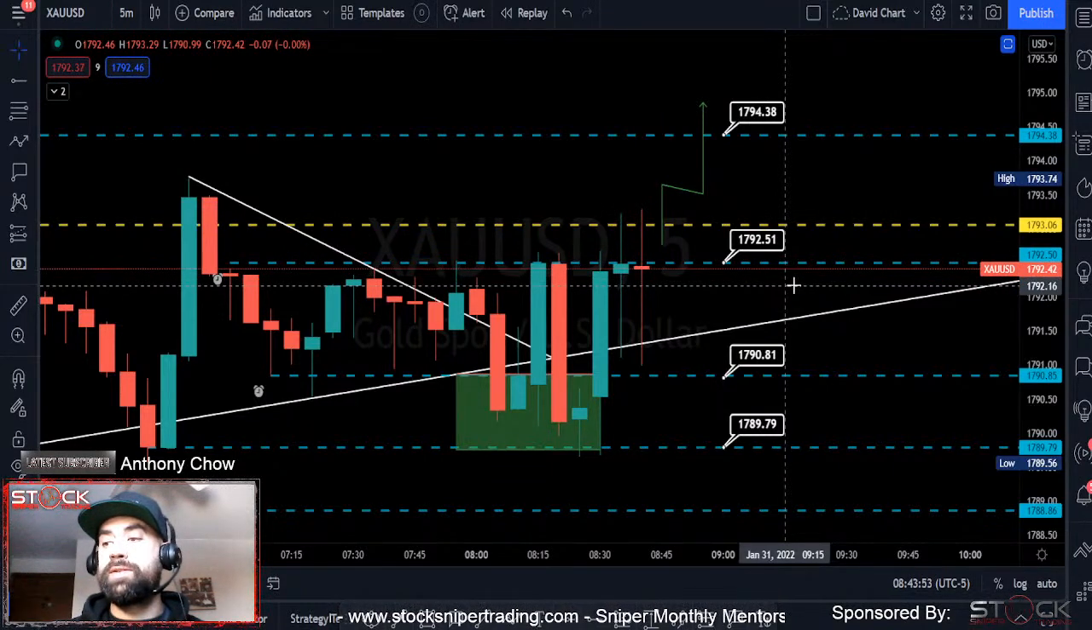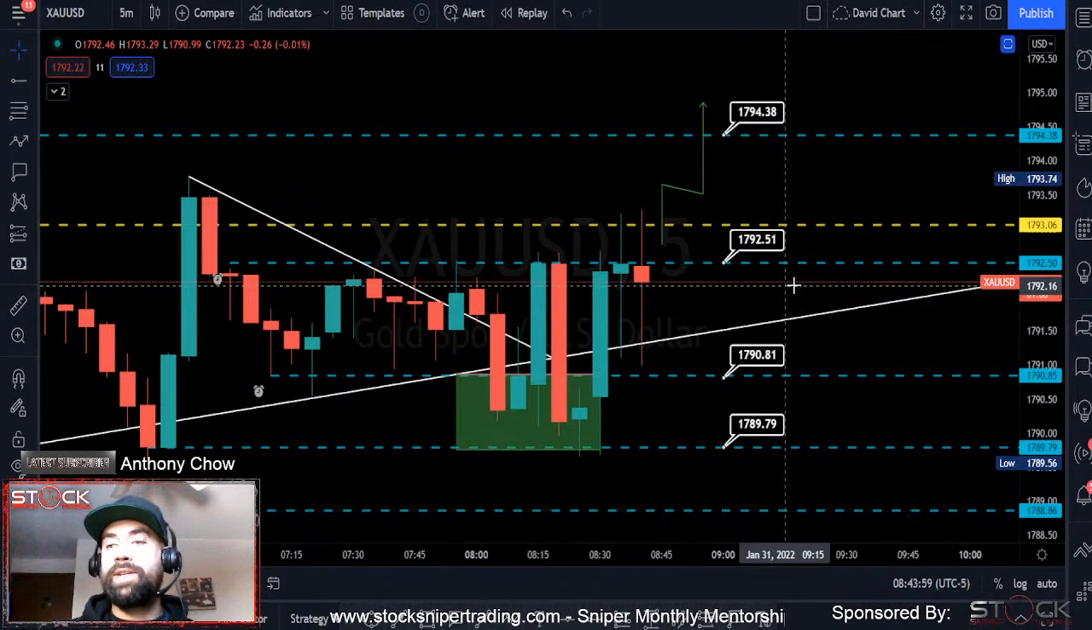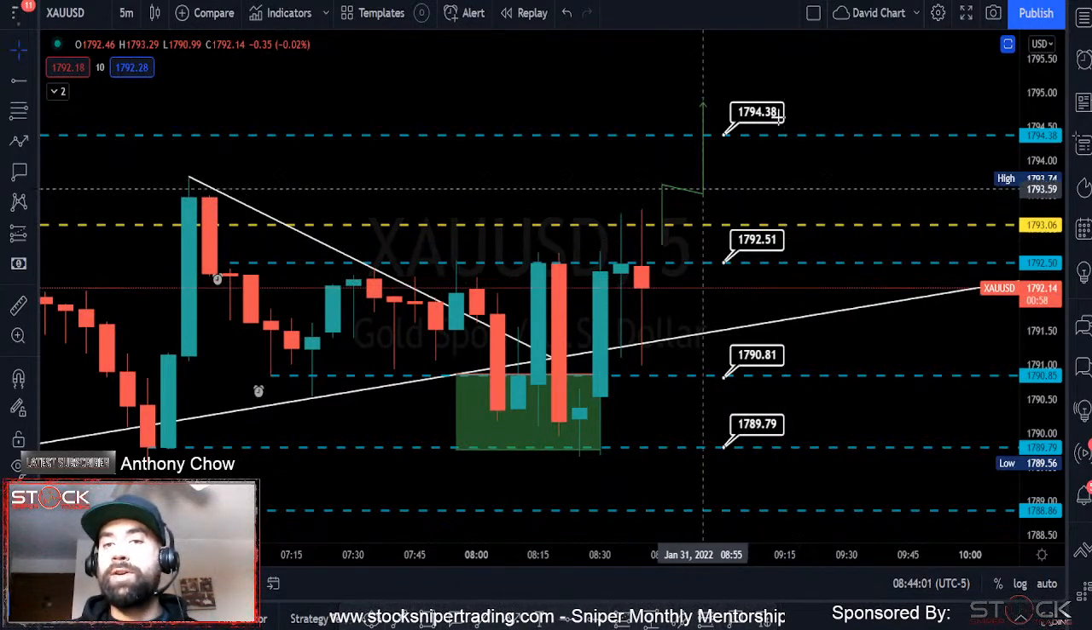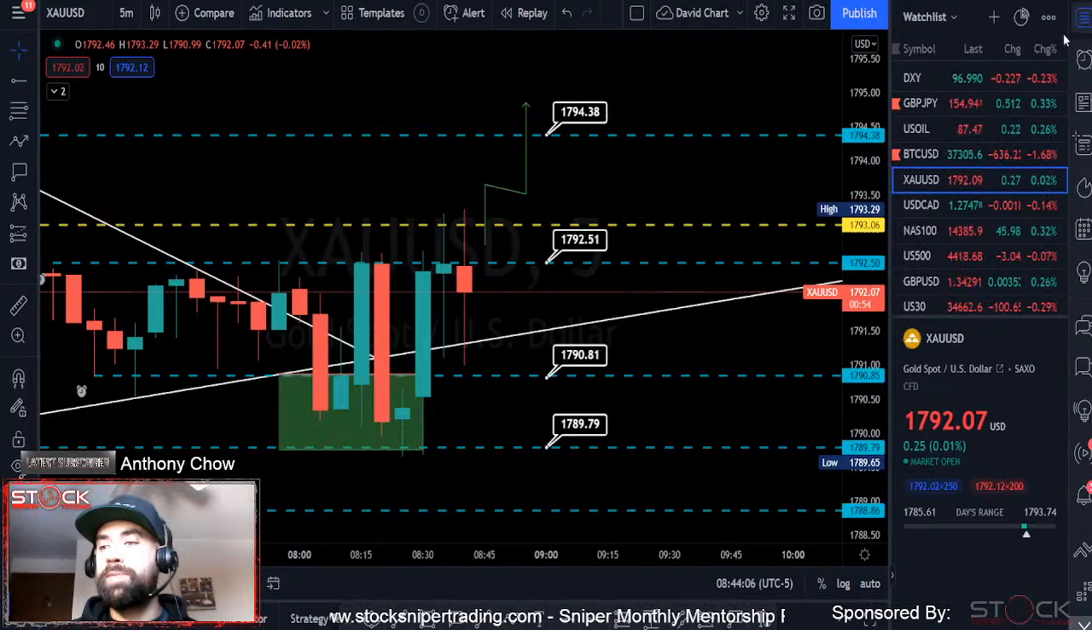I don't like this. It's trying to break, guys. It is, but I don't really want to spend all my time on this. It's gonna get people caught in the wrong trades.